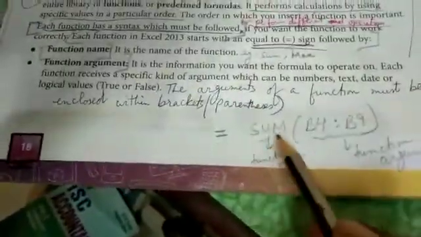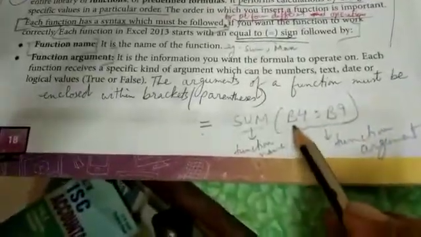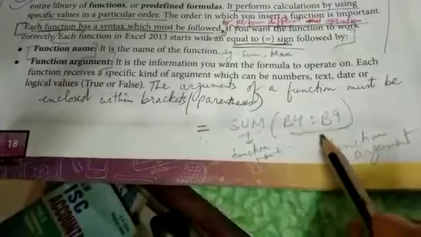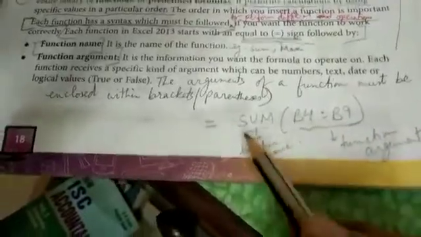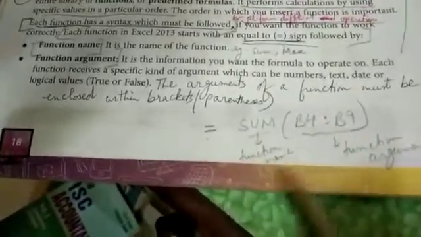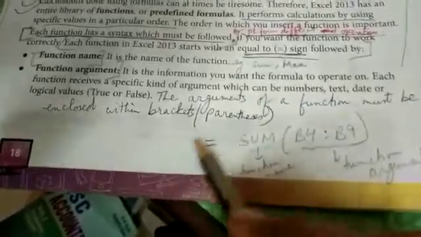Equal, sum, you will open the parenthesis, and you will give a range of cells, which is known as the function argument. Sum is known as the function name, and it should begin with an equal sign.